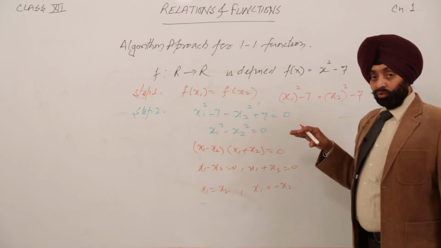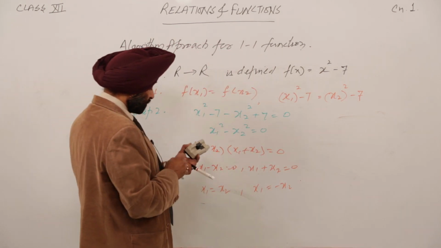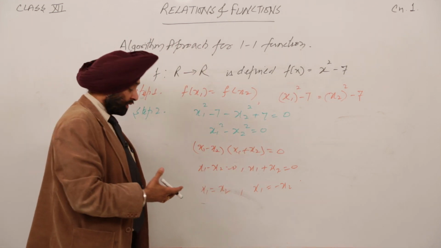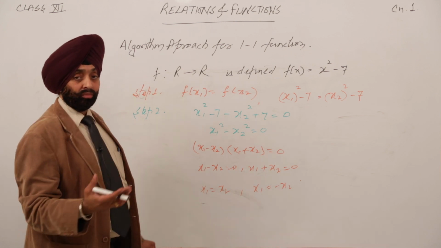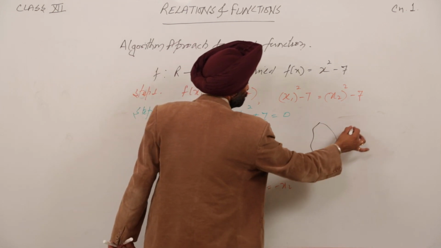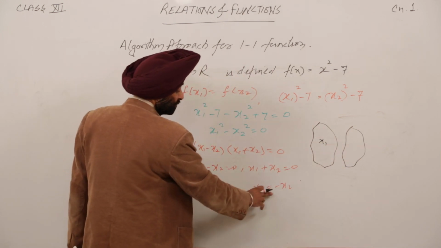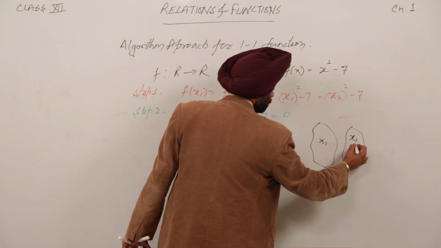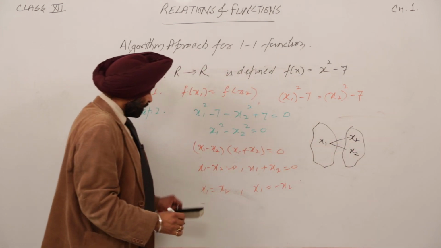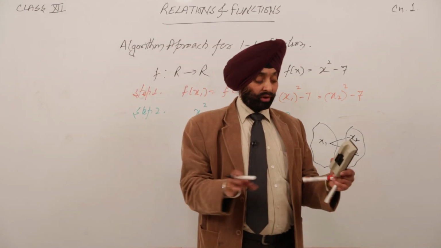So what is the result? The result for this question which we are solving is that this is not a 1-1 function, because we are getting x1 is equal to x2 and x1 is equal to minus x2. What this shows, as we have drawn in a diagram earlier also, is that a single element, suppose this is x1, maps with x2 and with minus x2. So it shows that x1 is equal to x2 and x1 is equal to minus x2. So this is not a 1-1 function.